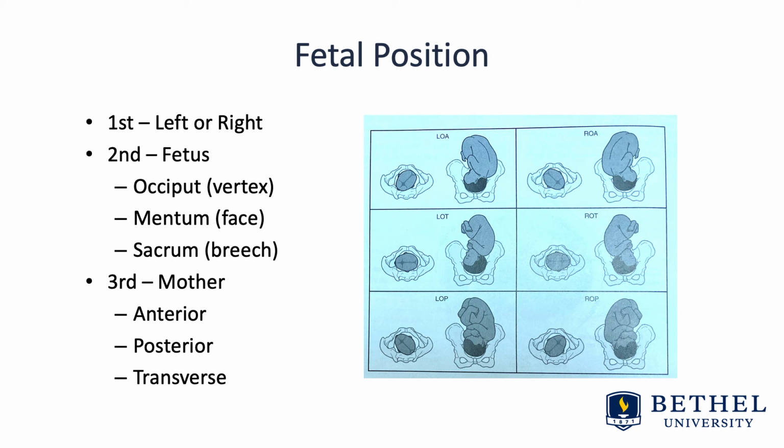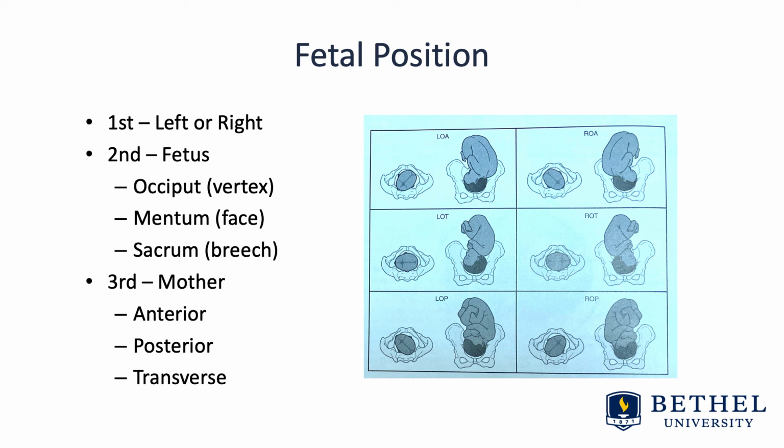So if you do have a face presentation, you're not saying the back of baby's head, you're saying where is that chin? The mentum is that chin region, right? So where is that chin in relation to the maternal pelvis? And then sacrum, it's the back, baby's lower back. Where is baby's lower back in relation to the maternal pelvis? So all these images for this diagram are in relation to the occiput, which is going to be the vast majority of births, right? So vertex presentation.